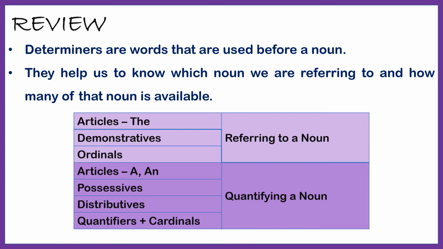Distributives tell us the quantity, because a distributive is all about how a particular thing is divided or distributed among a group of people. So distributives are used for quantifying a noun. Quantifiers, as the word suggests, are used for quantifying a noun. And cardinals, being numbers, also help us to quantify a noun.